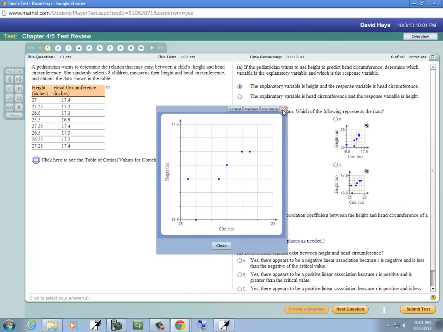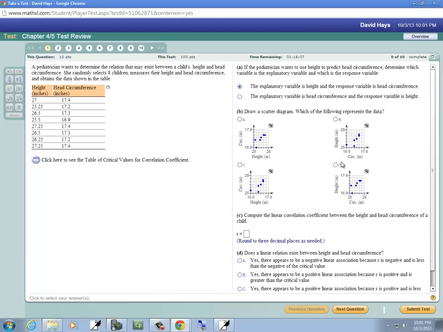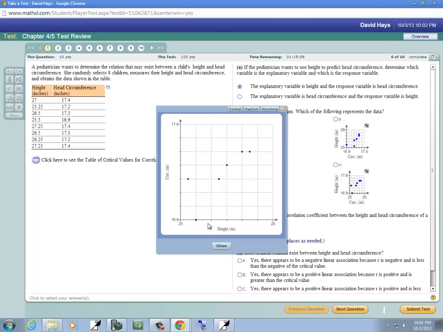I'm trying to see what the difference is between this one. Maybe technology is not the best way to do this anyway. Okay. Well, now this says circumference is on the bottom. That's not right. So that wouldn't be right. Height has to be, these are like our x values and these are our y values. So height has to be on the bottom. So, okay, now I know the difference between these.